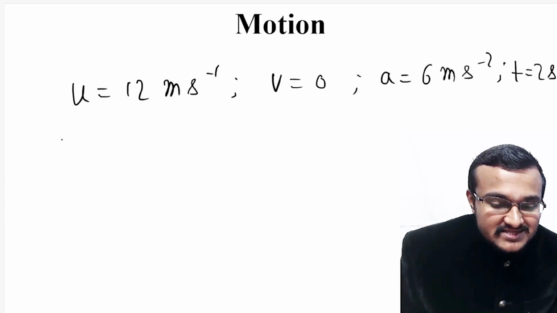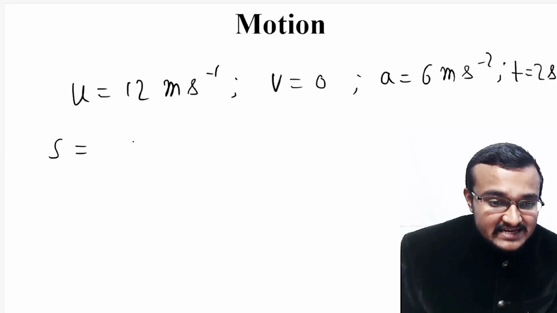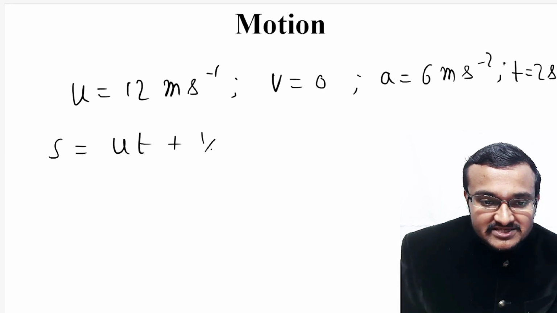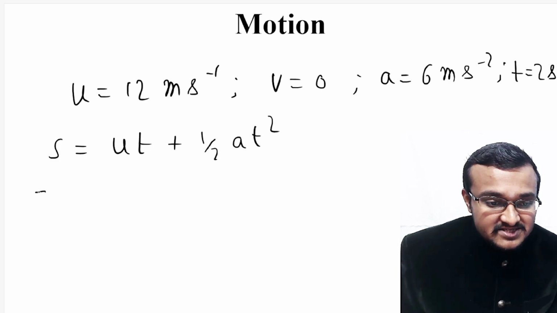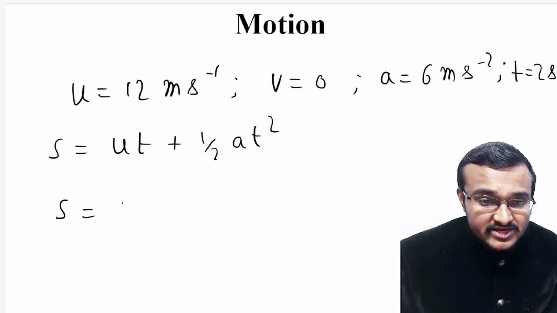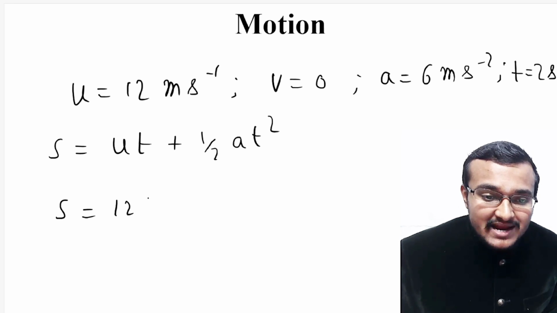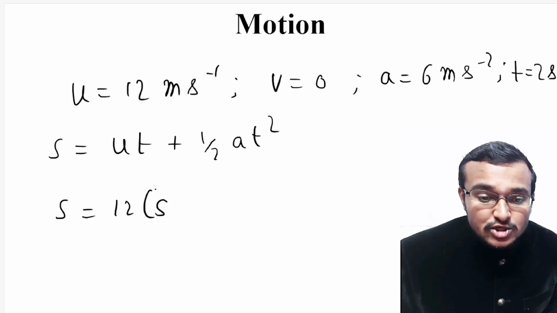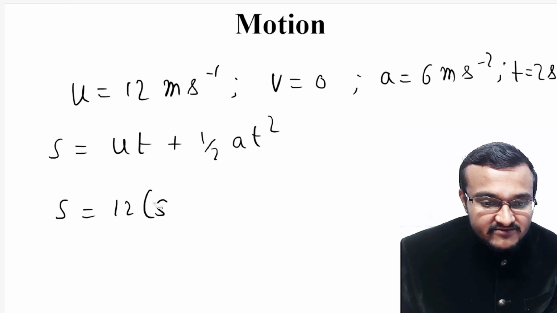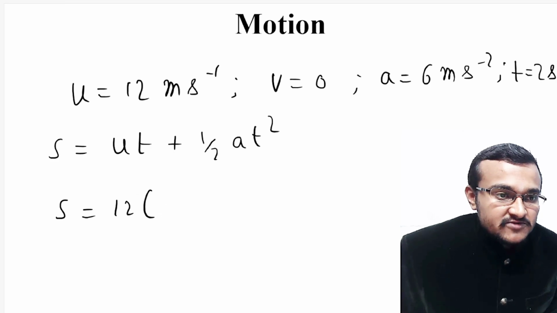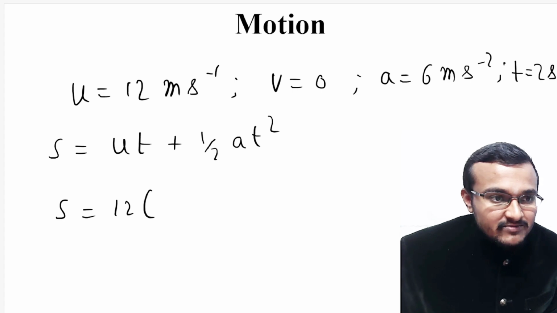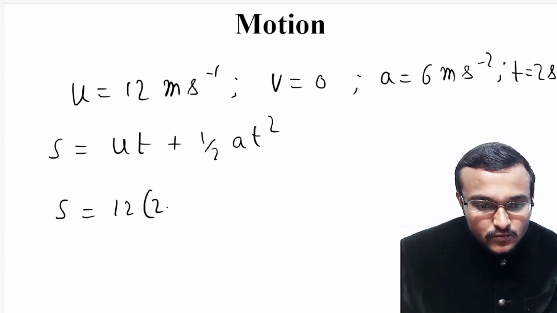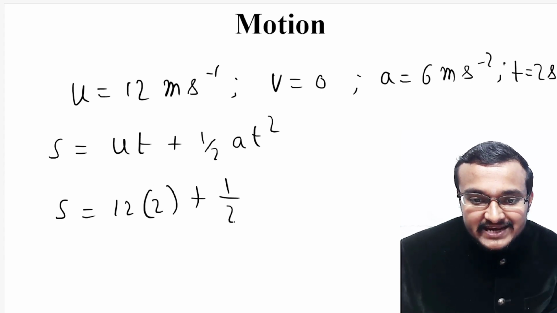So now you can use this equation 2, that is the second equation of motion. S is equal to ut plus half at square. Now we have all the parameters to calculate this particular distance traveled. So S is equal to ut. In the place of u you can substitute 12, and in the place of t you can substitute 2 seconds, because here time they have given as 2 seconds. So 12 into 2 will be there. So 12 into 2 plus half into at square.